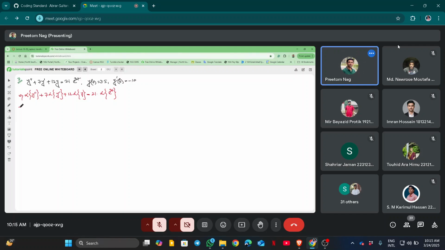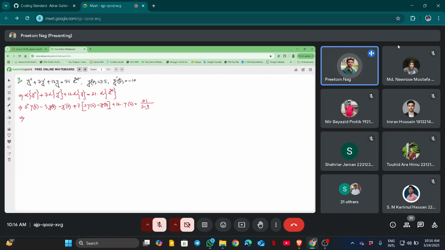So therefore the left side is s squared Ys minus s y0 minus y prime 0, plus 7 (s Ys minus y0), plus 12 Ys, equals 21 over s minus 3.